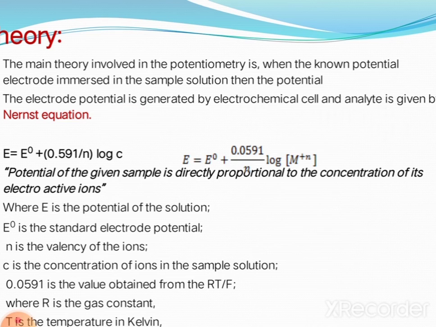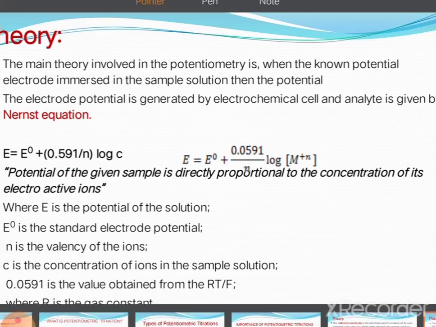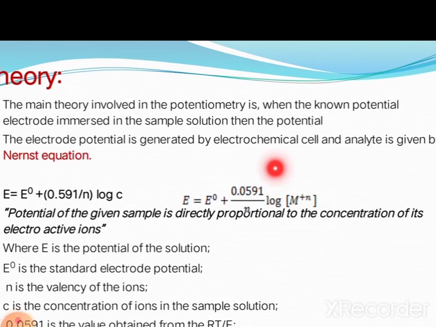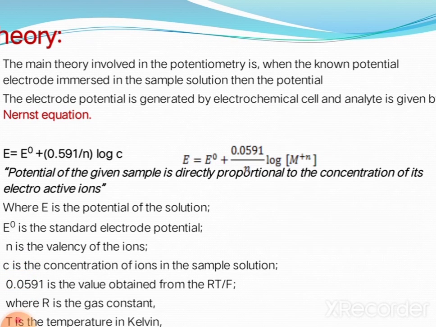As you know, the Nernst equation states the relation: electrode potential E is equal to E naught plus 0.0591 divided by n log C. We can also represent it like this: E cell is equal to E naught cell plus 0.0591 divided by n log of the concentration of the metal ions. Now the potential of the cell is directly proportional to the concentration of the metal ions being measured during the course of the reaction.